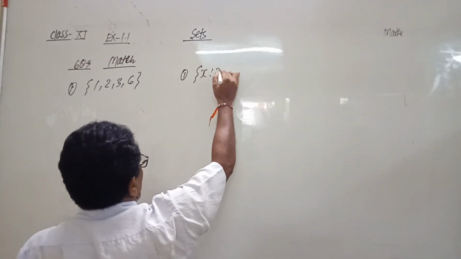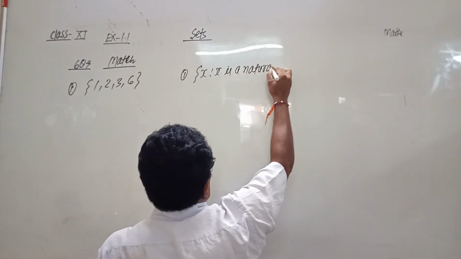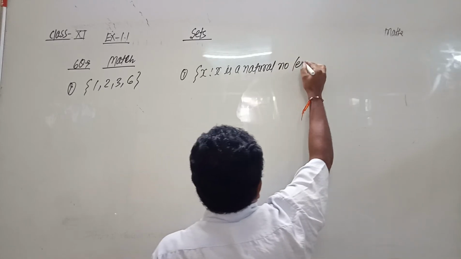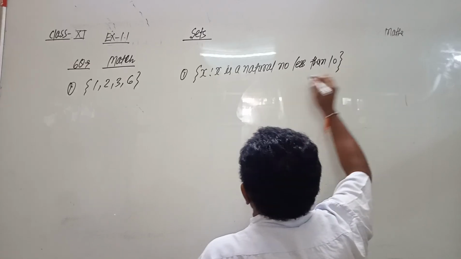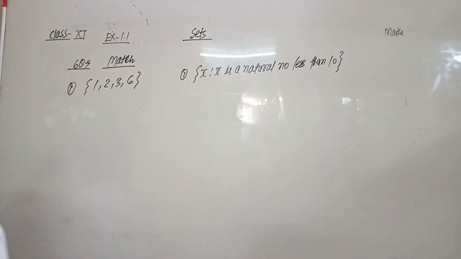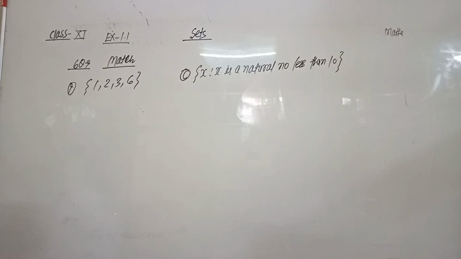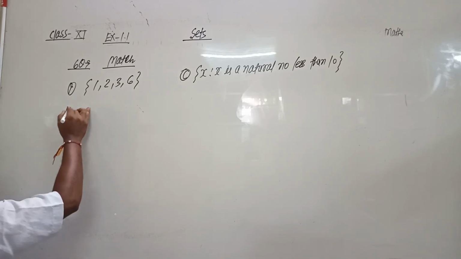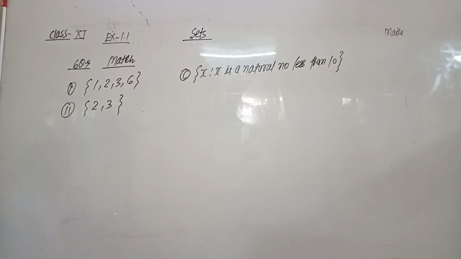x such that x is a natural number less than 10. What is its match? X such that x is a natural number less than 10. We can write here C. So the first one matches C. Then the second, 2, 3, is given in roster form, and its match is A.